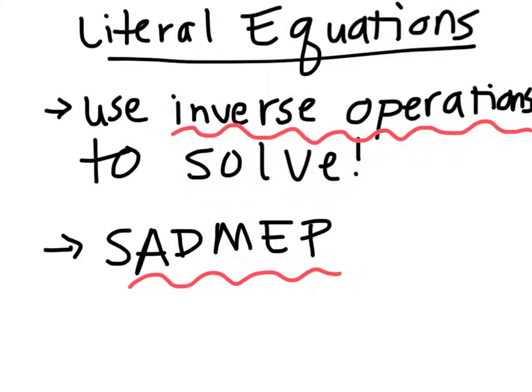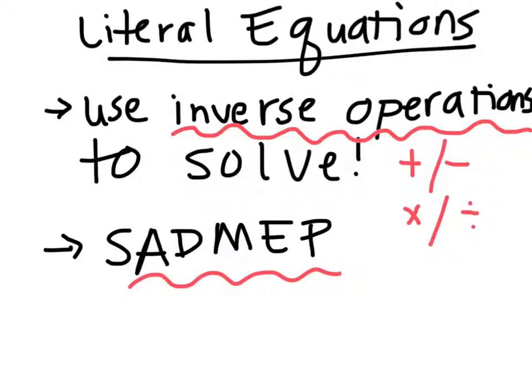In class today, we discussed solving literal equations. We talked about using inverse operations to solve literal equations. So our inverse operations are operations that undo each other. The first of which is addition and subtraction. The second is multiplication and division.